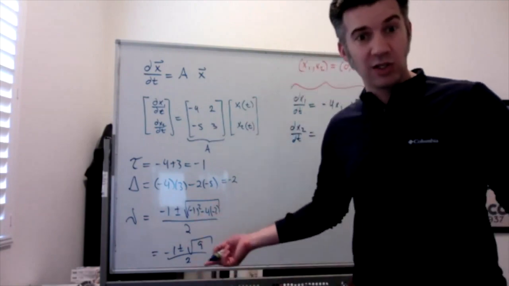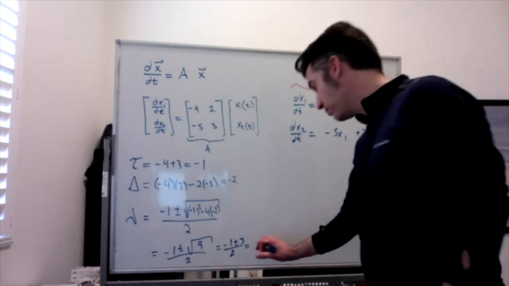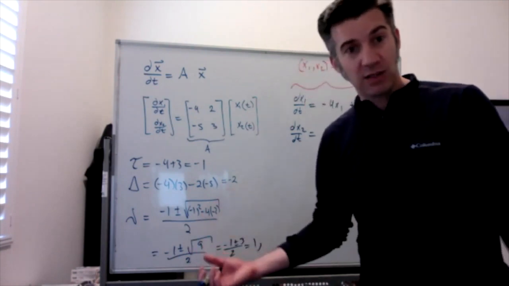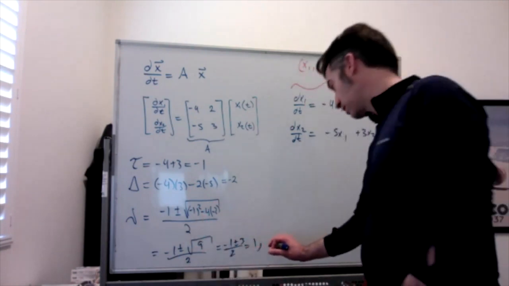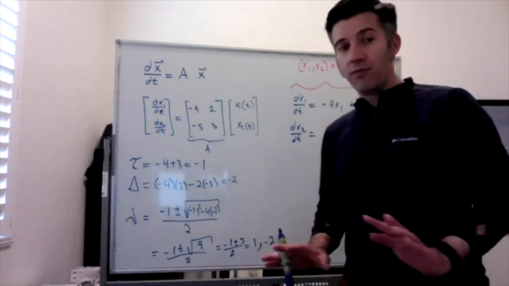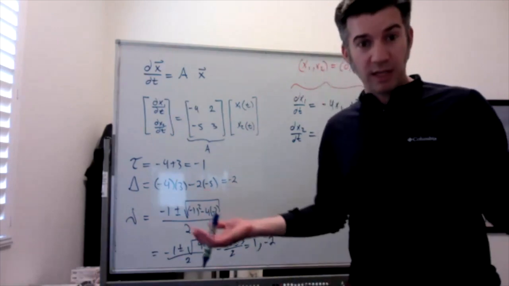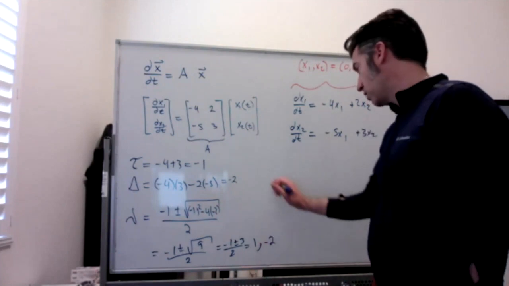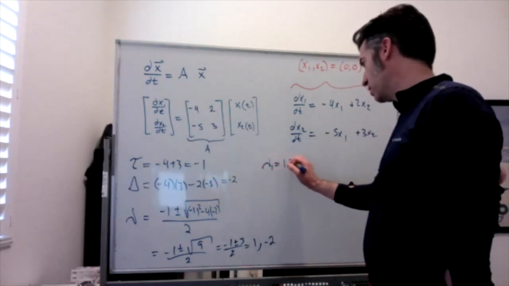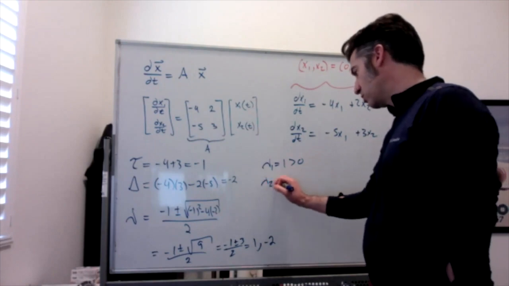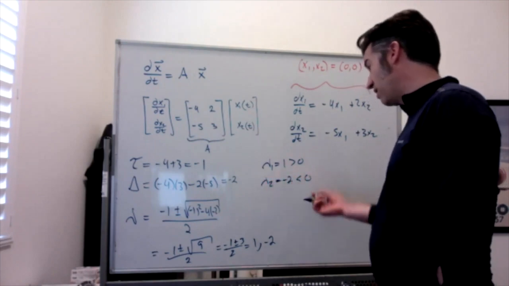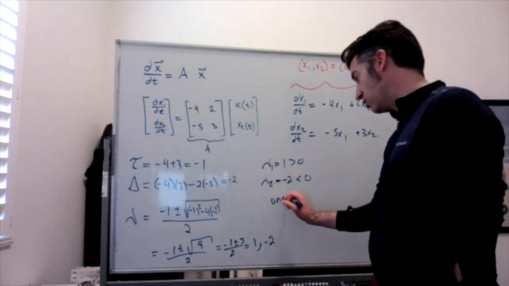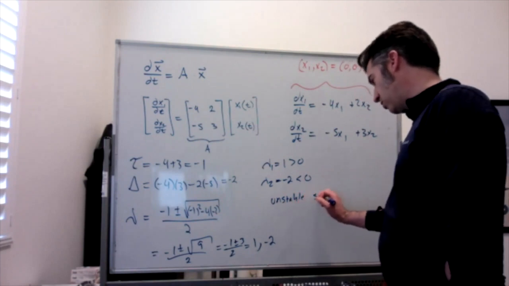-1 plus 3 is 2. 2 divided by 2 is 1. -1 minus 3 is -4. -4 divided by 2 is -2. So depending on what the question asks, we might be done, right? Our eigenvalues, one's positive, one's negative. So λ1 equal to 1 is positive. λ2 equal to -2 is negative. That means we have an unstable saddle.